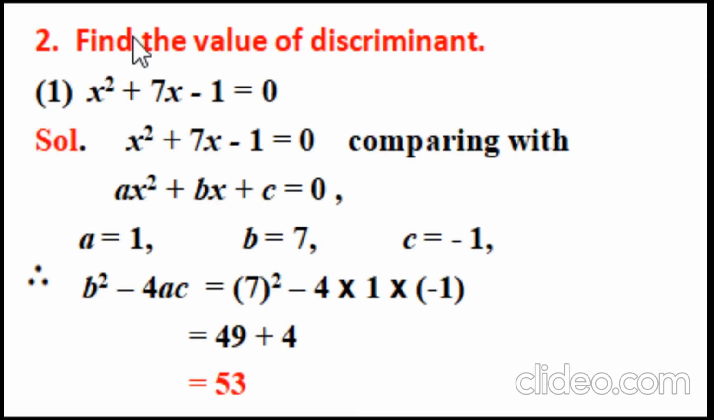Question number 2. Find the value of the discriminant. We have to find the value of the discriminant, that is b square minus 4ac. First equation is x square plus 7x minus 1 is equal to 0. Comparing with x square plus bx plus c is equal to 0, we get a as 1, b as 7 and c as minus 1. Then put the values in b square minus 4ac. b is 7, square of 7 is 49, minus 4 into a is 1, c is minus 1. 4 ones are 4. Negative becomes positive. So 49 plus 4 is equal to 53.